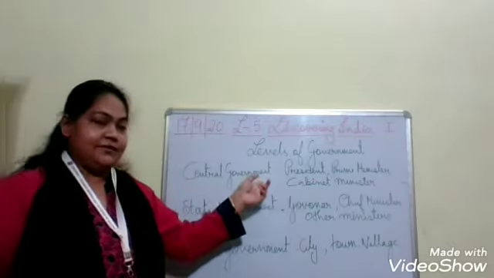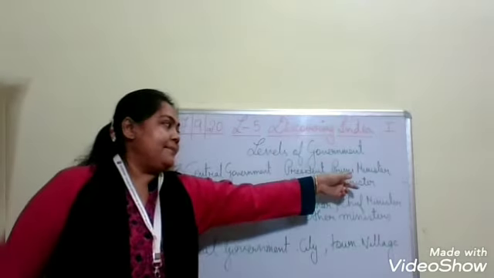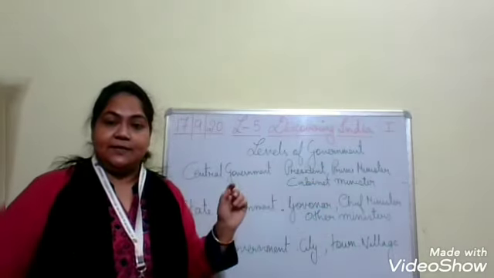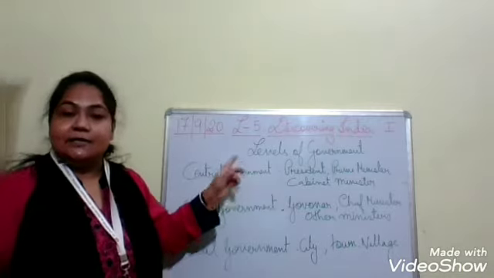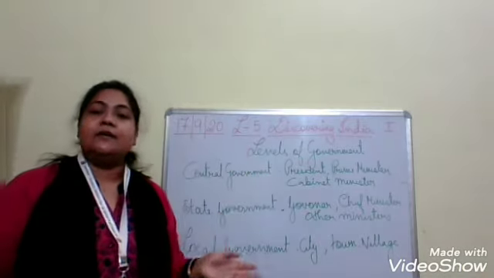Okay children, let me revise it again so that you can get a clear idea. Number 1 is the central government, and who is the head? The president, then the prime minister, and you'll find the cabinet ministers. And where is it located? It is located in New Delhi. It looks after the entire country.